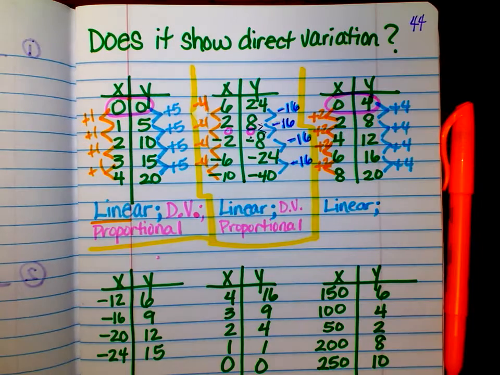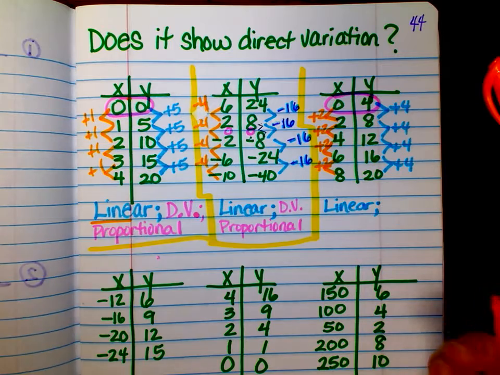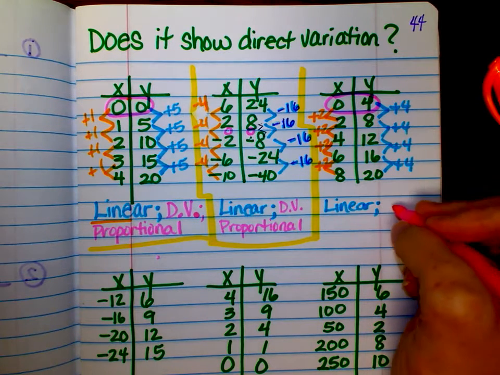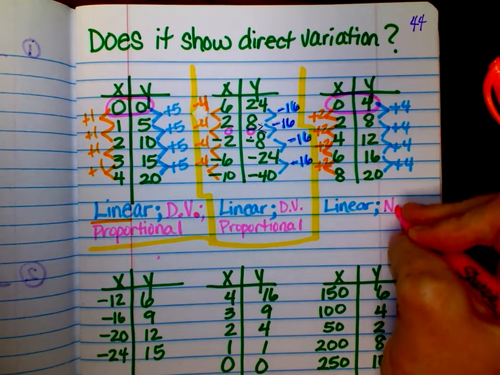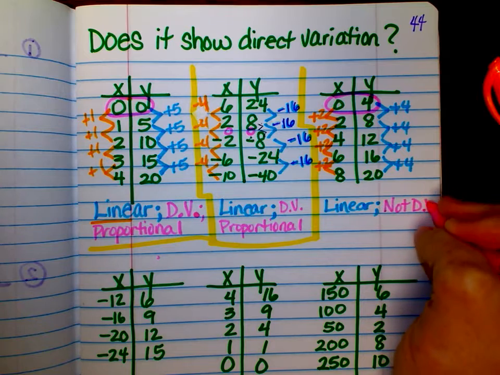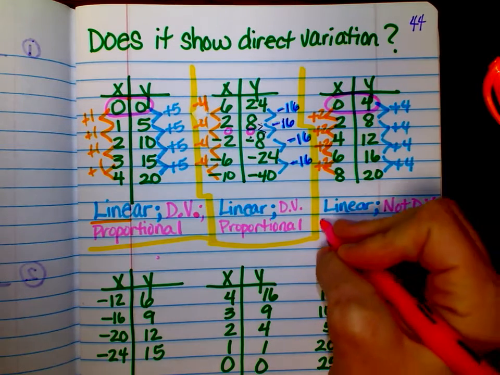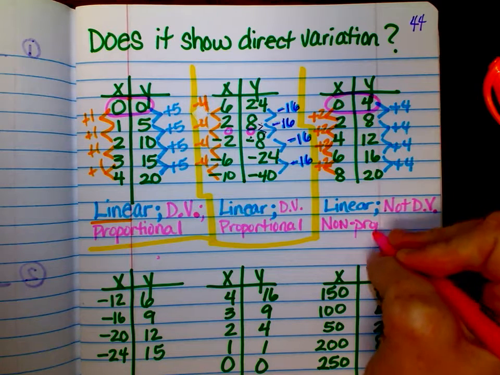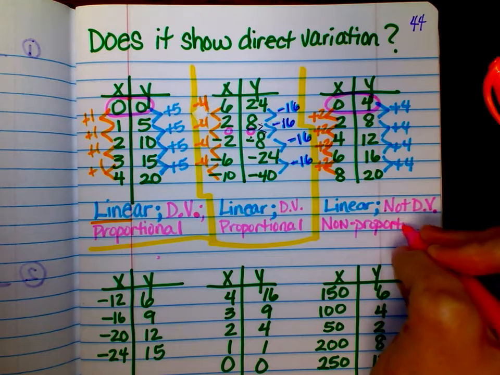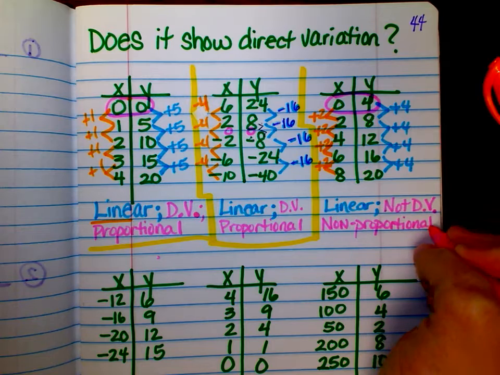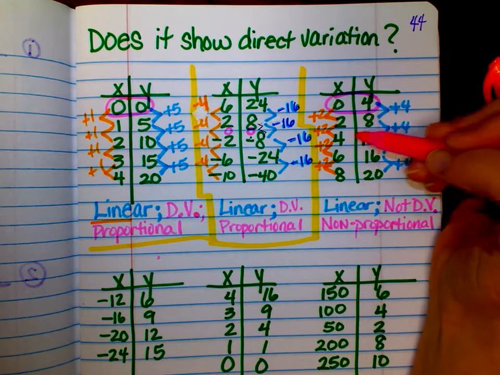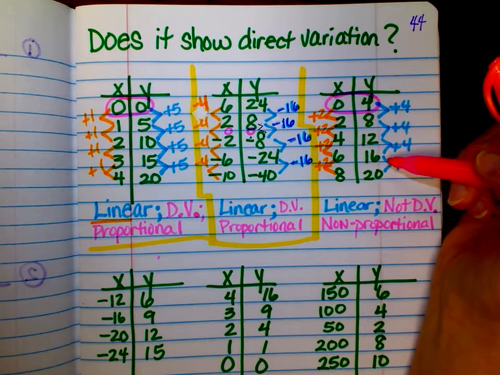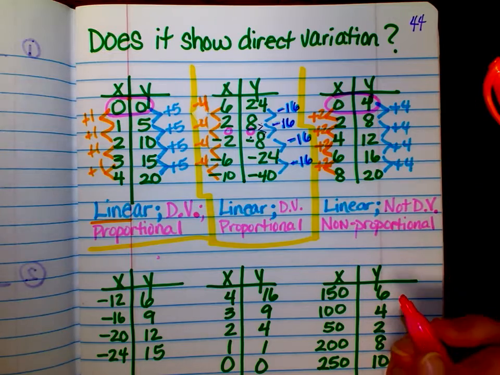However, this time it is not direct variation, and that also means it is non-proportional. So we're going to abbreviate right here, not direct variation. It's also non-proportional. Okay, if you were to graph these points, they would be in a line, but they would not be on a line that goes through the origin.